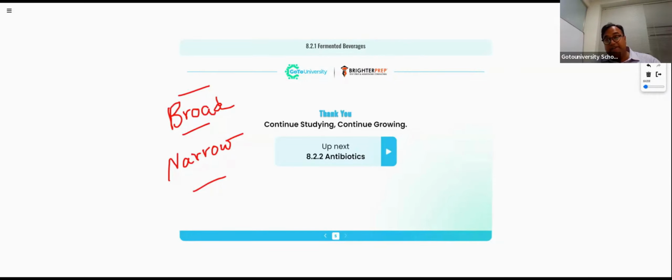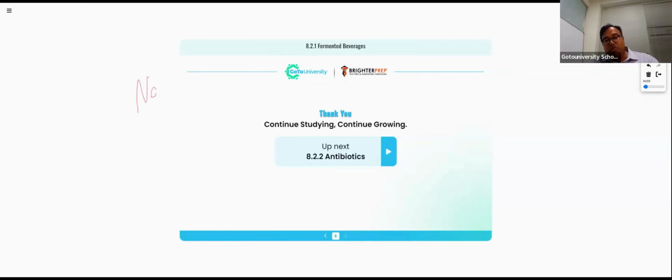Broad spectrum antibiotic kills many microbes. Narrow spectrum antibiotic kills only few microbes. Okay, broad spectrum antibiotic kills many microbes. So I already told you, one is narrow spectrum, another is broad spectrum antibiotic, right?